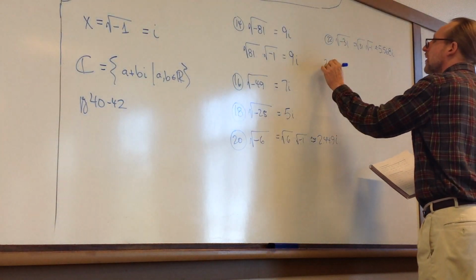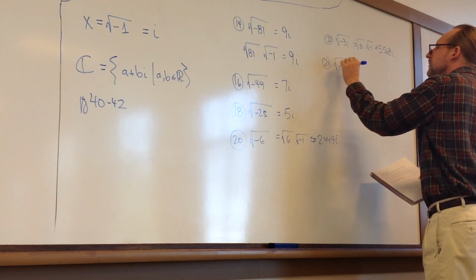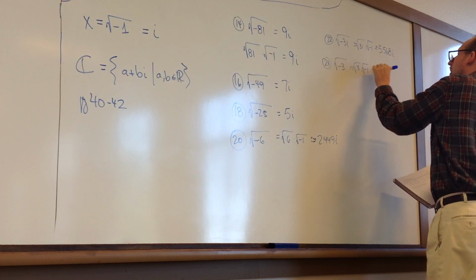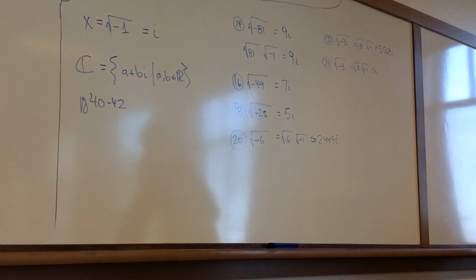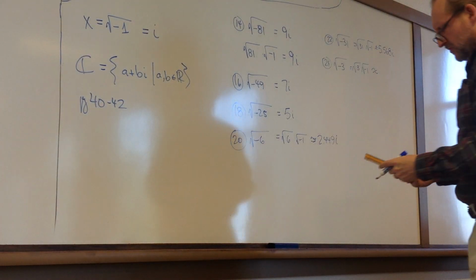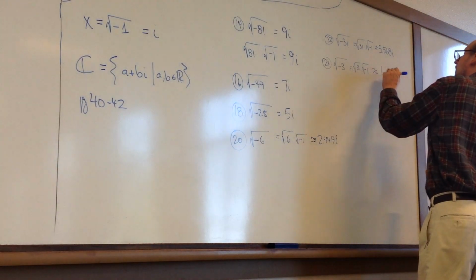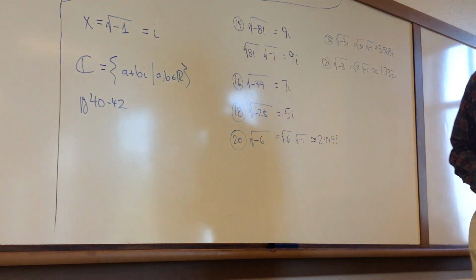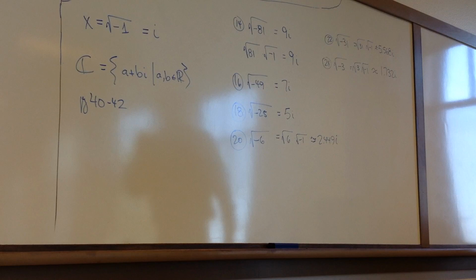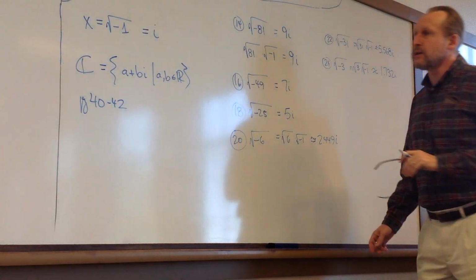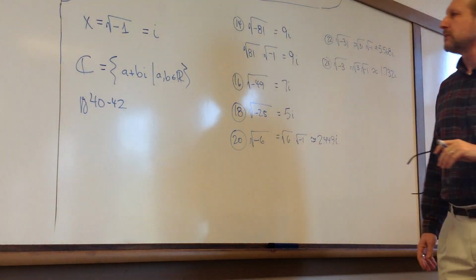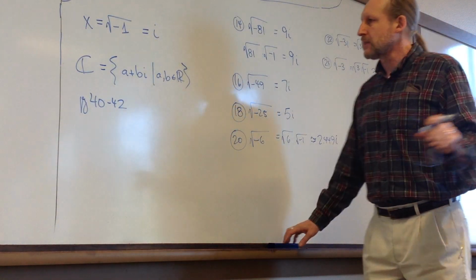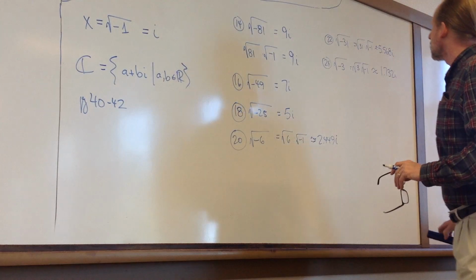Problem 24. Square root of negative 3. And let's see, I think that's 1.732. Yep, 1.732 times i. Okay, and we're going to be doing this when we solve quadratic equations that have complex valued answers. I'll talk more about that in the next video. That's in the next section in the textbook.